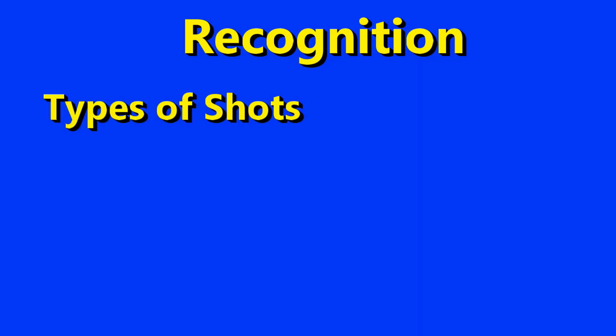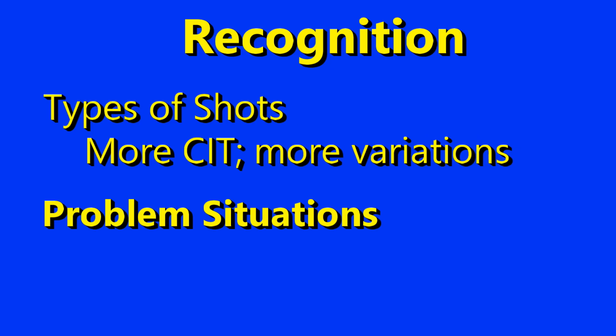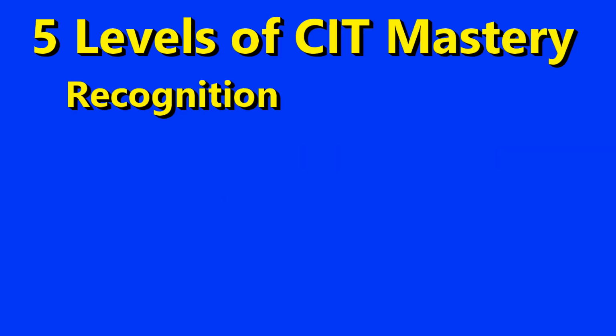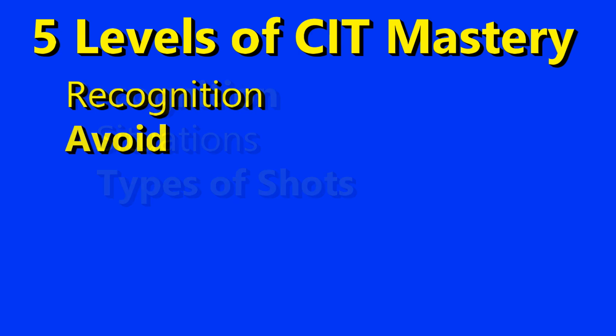For recognition, there are 2 dimensions to consider. What types of shots create more throw or more throw variations? And in what situations is that more of a problem? We'll first consider the situations that are more of a problem. Then we'll consider the types of shots in those situations that cause significant throw. Then you'll be able to consider avoiding those shots and situations.